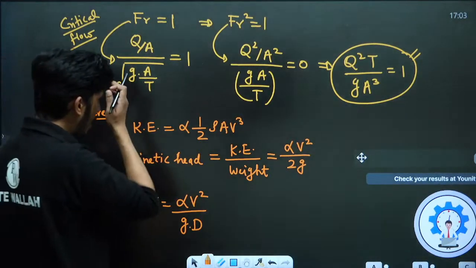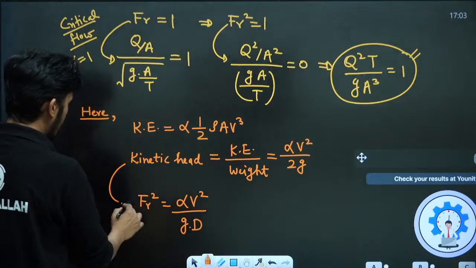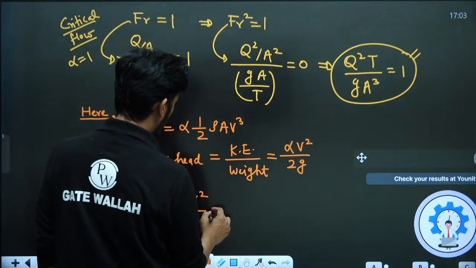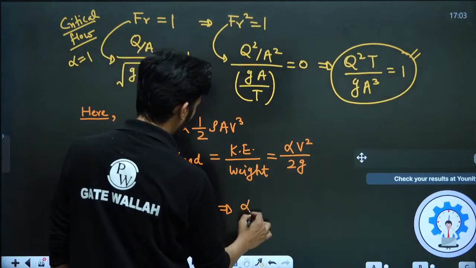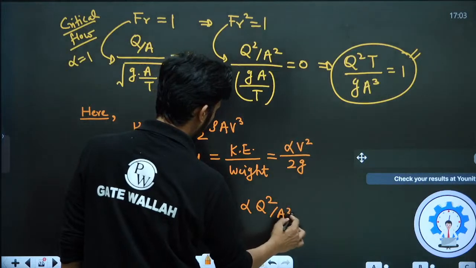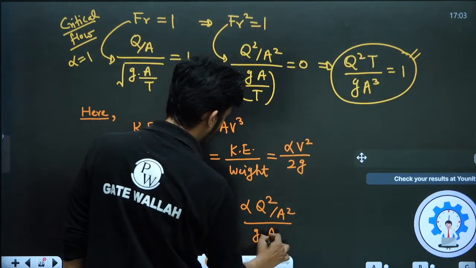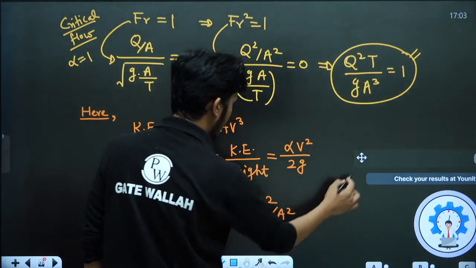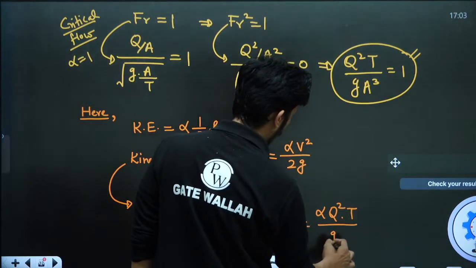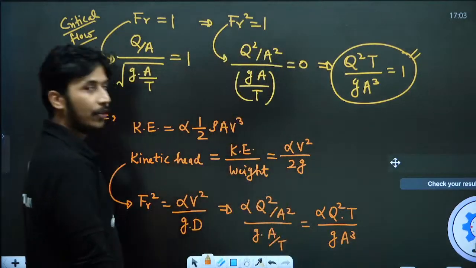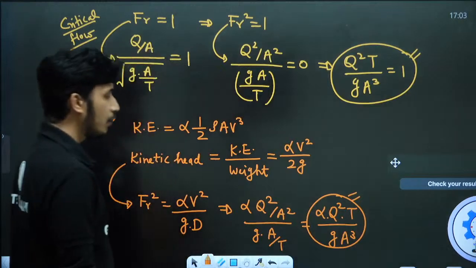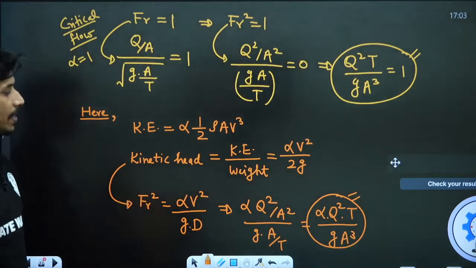Okay. So alpha V square divided by g, that is the Froude number if alpha is there. If Froude number square is alpha V square by g d, we can write it as alpha into q square divided by A square upon g into A by T, or alpha q square into T divided by g A cube. This is the Froude number, and for critical flow, this value will be equal to 1. Alpha q square T upon g A cube is equal to 1.